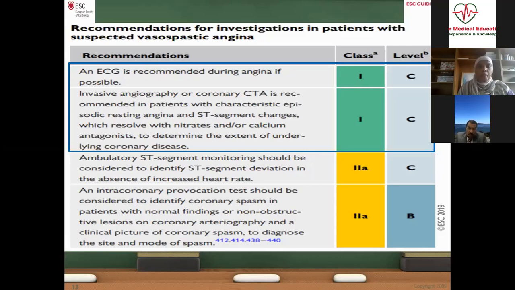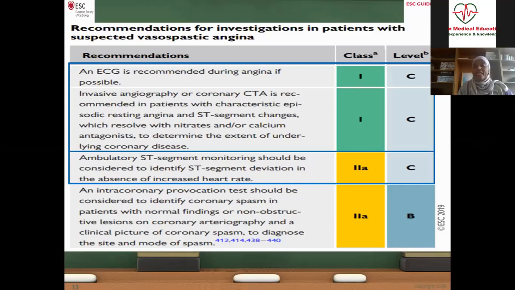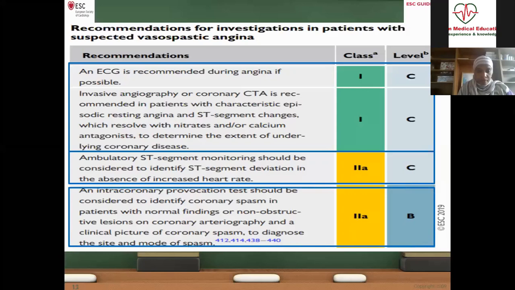And next, the recommendation from the guideline as class 2A is that for those patients, you can also assess them with ambulatory ECG to evaluate or identify ST segment deviation in the absence of increased heart rate. So this is one of the recommendations of the guideline for those patients. And next, Abdulrhman. Class 2A as well for this patient, as I said, the intracoronary provocative test should be considered. Next, Abdulrhman.